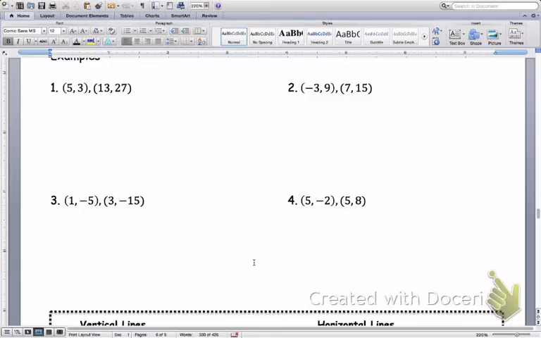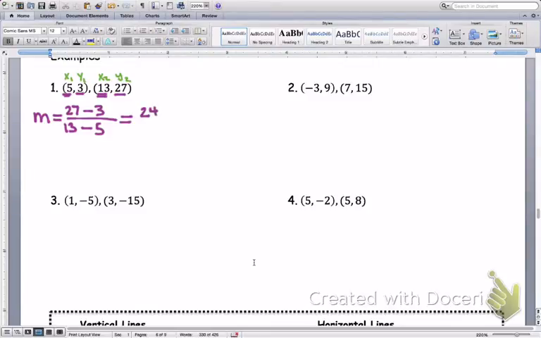So again, let's go ahead and figure out the slope of the first line. So we know that this is x1, y1, this is x2, y2. So in my formula, I'm going to subtract the y's at the top. So I'm going to subtract the 27 with the 3. So I'm going to put 27 minus 3. On the bottom, I'm going to subtract the 13 with the 5. So again, subtract the y's on the top, subtract the x's on the bottom, and then just simplify from there.